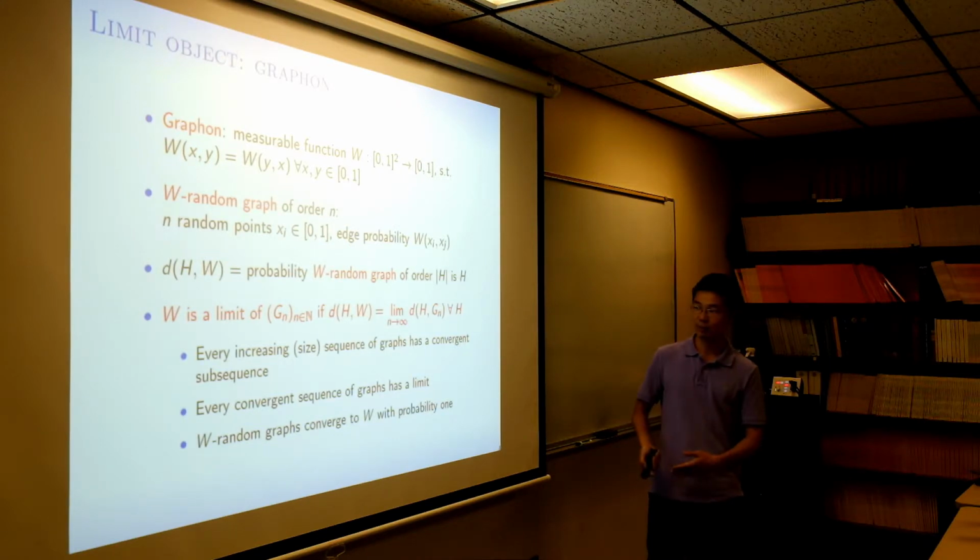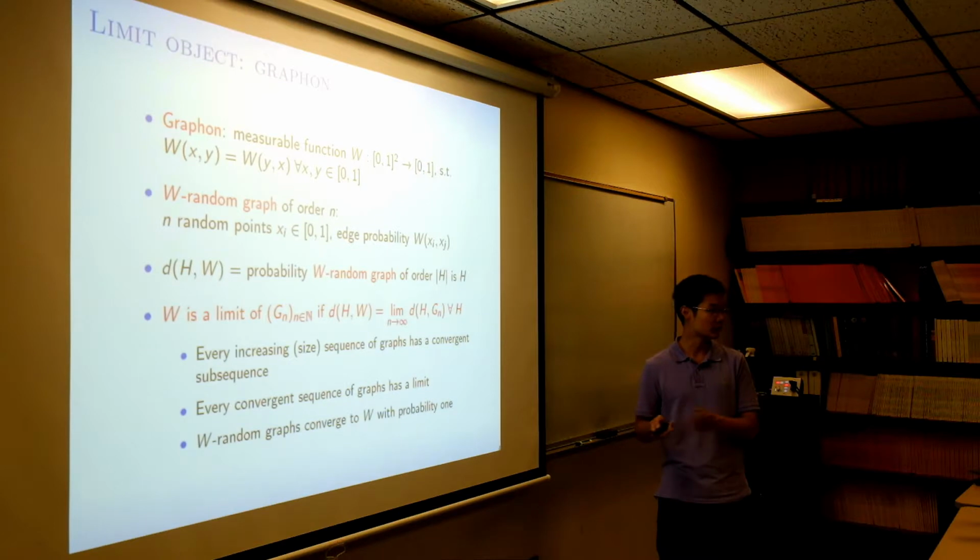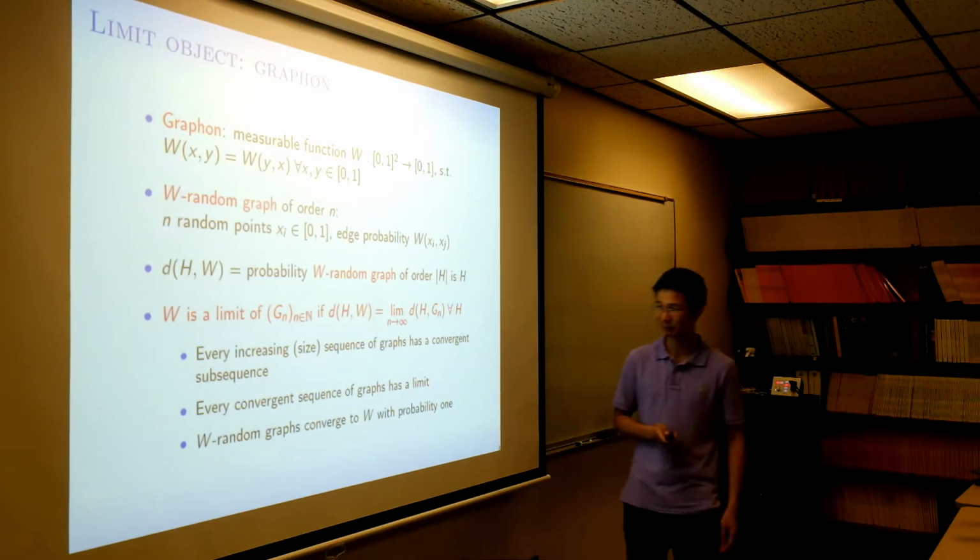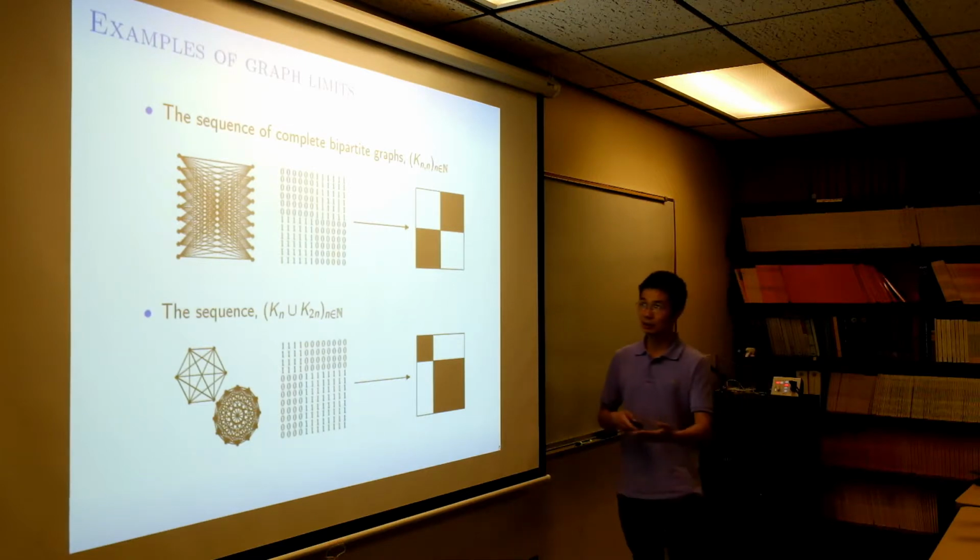So just to summarize, any increasing sequence of graphs, with size going to infinity, has a convergent subsequence, which converges to a graphon. And if you give me any graphon, it comes from a sequence; it will be a limit of some sequence of graphs. Okay. So those are some basic things, and let's look at some examples.